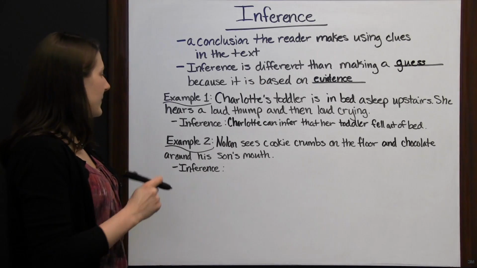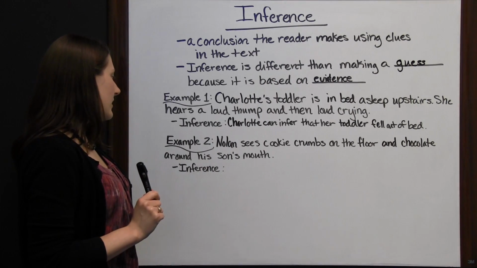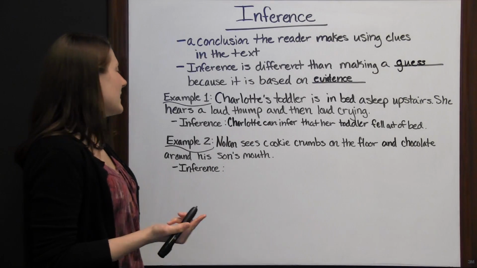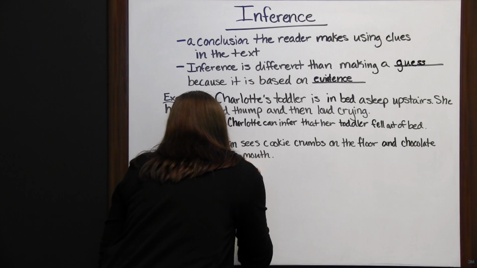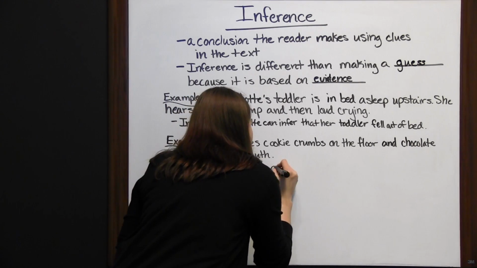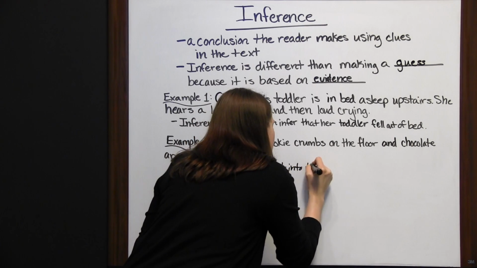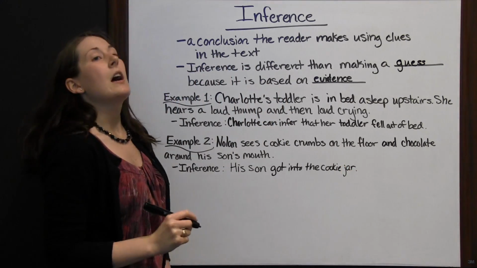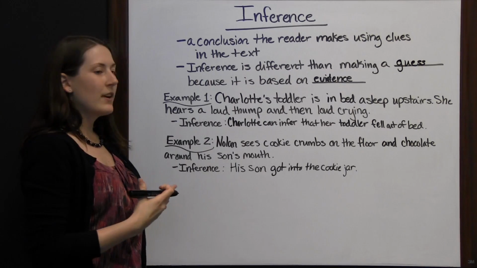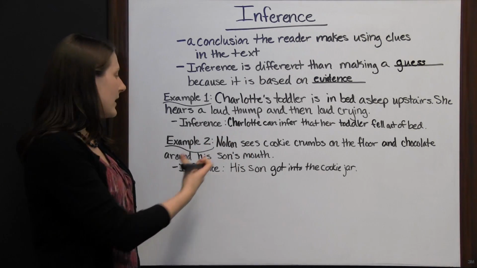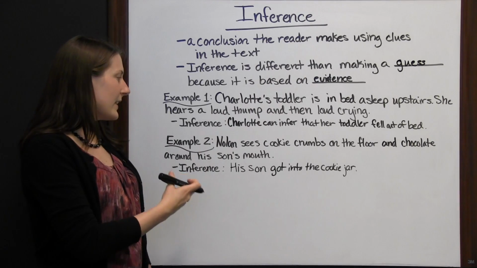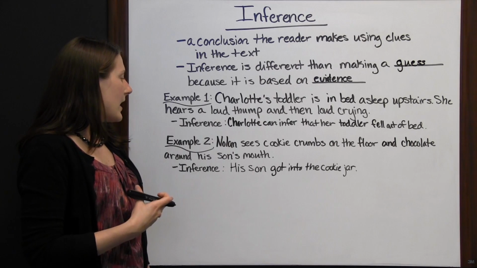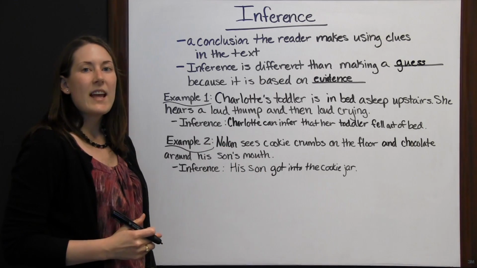So let's look at another example. Nolan sees cookie crumbs on the floor and chocolate around his son's mouth. So cookie crumbs on the floor, chocolate around his mouth is going to tell you that Nolan's son got into the cookie jar. And it may not be the cookie jar, it may be that he got into a pack of cookies, but you don't really know the rest of that. You just know that if there are cookie crumbs on the floor and chocolate around his son's mouth, that the kid got into cookies somehow. So you can infer he got into a cookie jar or a pack of cookies without the author explicitly saying that to you.